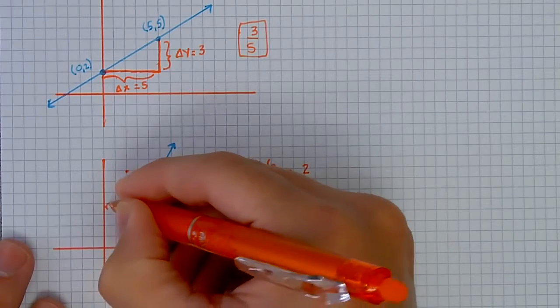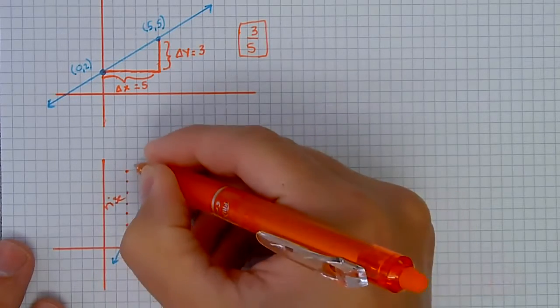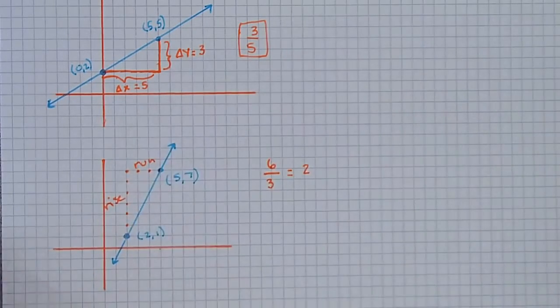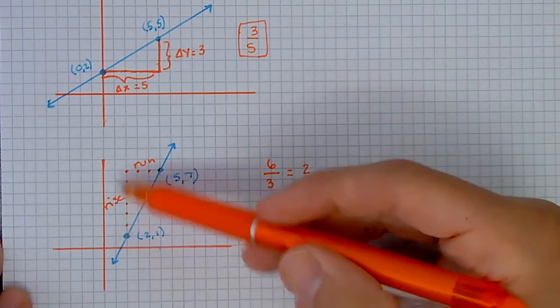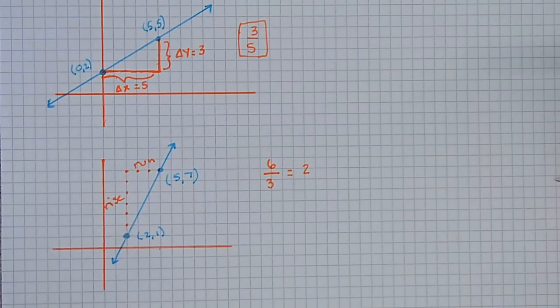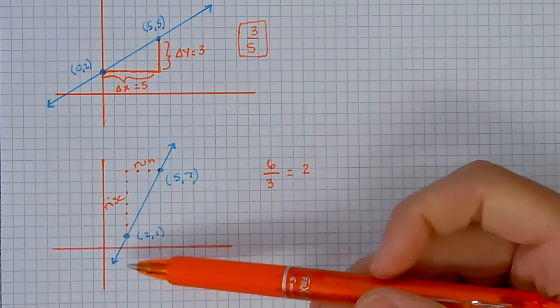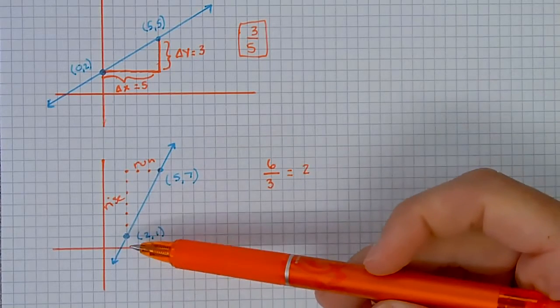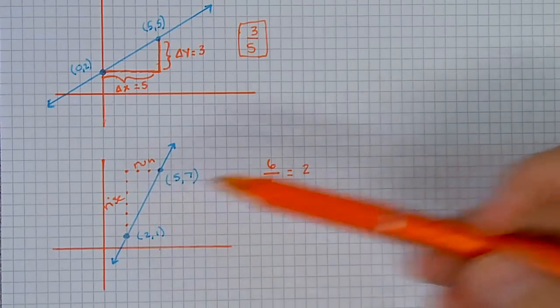So again, this is our rise. This is our run. Notice all we really did was just make another slope triangle. It's the same thing. To go from one point to the next, how much are you going up, and how much are you running over?